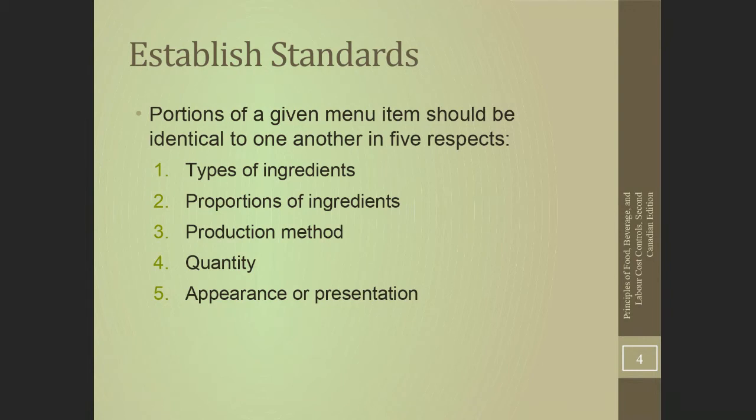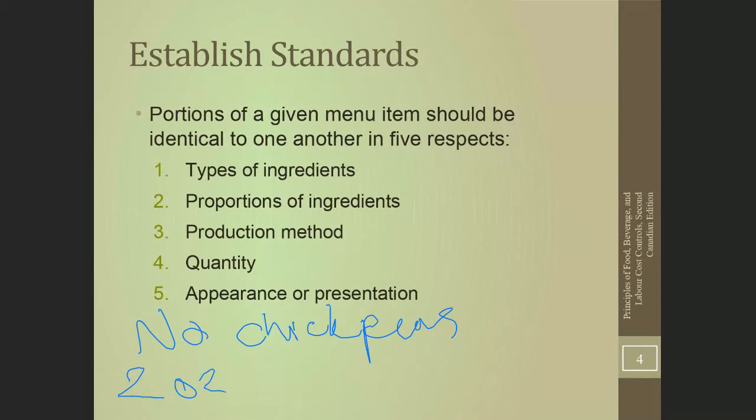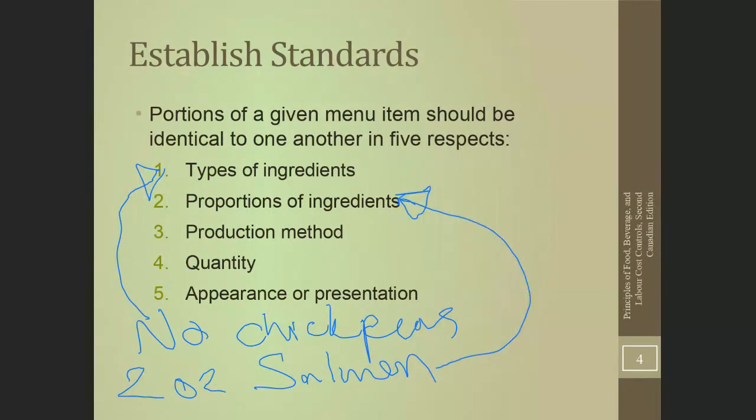Remember, there was no chickpeas, and there was a 2 ounce salmon instead of four. Yeah, so there was no chickpeas. Okay. So the type of ingredients, there was no chickpeas. And there was a 2 ounce salmon instead of a 4 ounce salmon. So it had a smaller proportion of the ingredient, right? Now, based on these two things, it's also affected the quantity, right? There's probably less salad now.